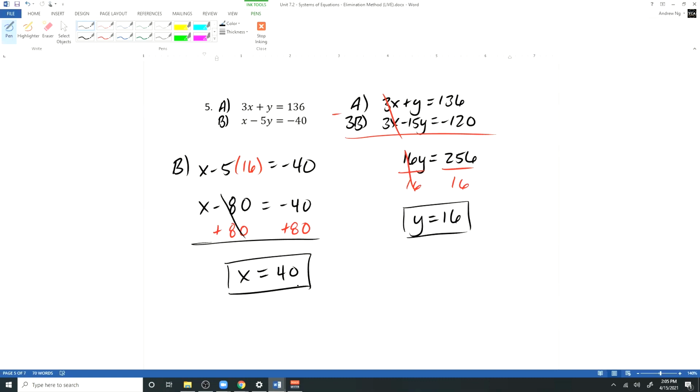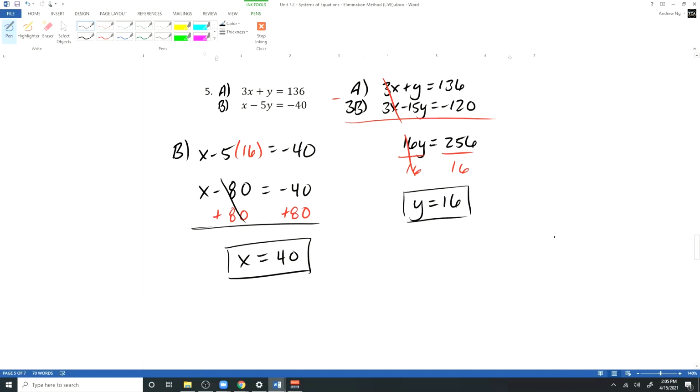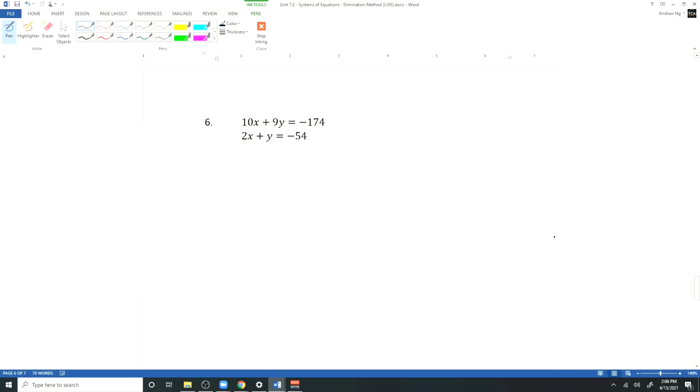Okay? There are a number of ways that you can check your answer, either by plugging in x and y to both of these, making sure that you get true statements, or graphing them and ensuring that your point of intersection between these two lines is going to be exactly 40, 16. All right, one more and we'll call it good. Number 6. Go ahead and write this down as our last example for today's notes.